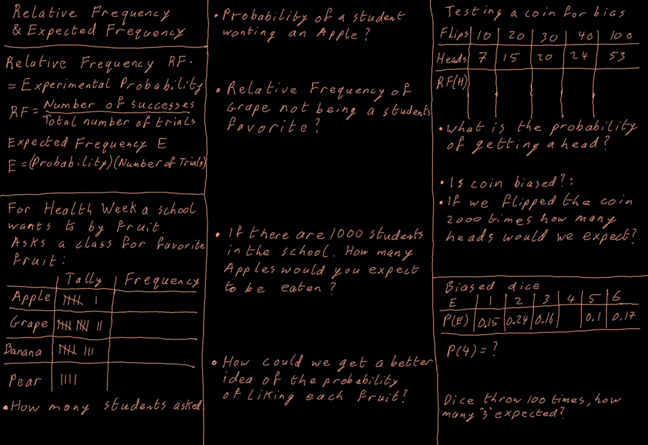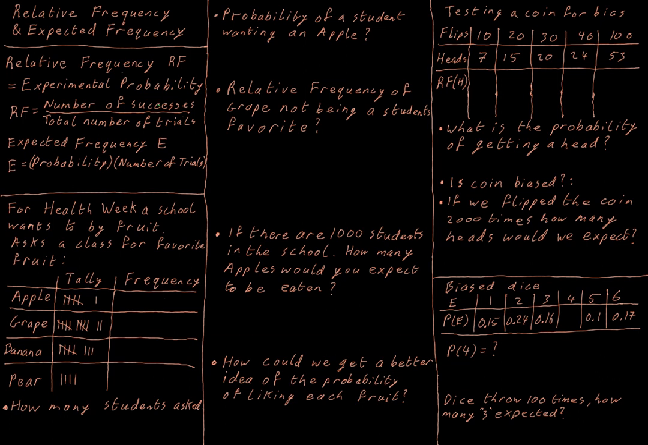Hello. Now we are going to look at relative frequency and expected frequency. So relative frequency, which we'll call RF, just means the experimental probability. And what do I mean by that? If we run an experiment a whole bunch of times and we use that to get an idea of what the probability of an outcome is, that probability is called relative frequency.